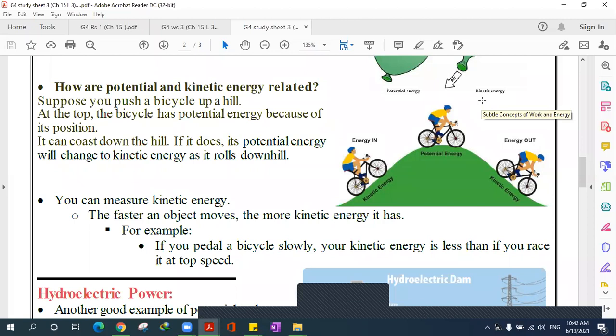The car, right. Not only because it's faster than me, but also because it's bigger than me. It has more mass, okay?